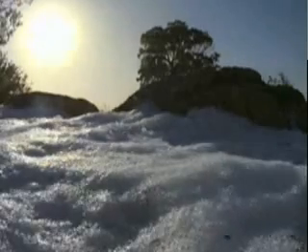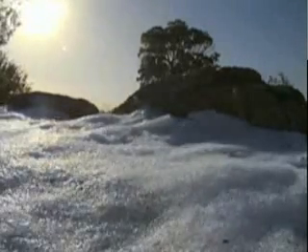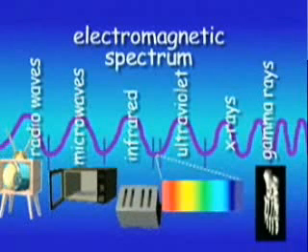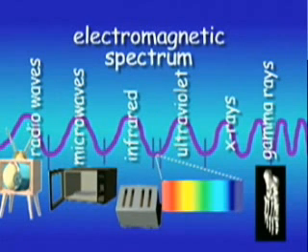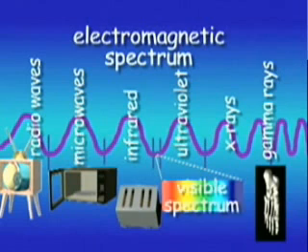Light is a form of radiation given off by the sun. It is part of the electromagnetic spectrum. Actually, it is a very small part of the spectrum, as you can see in this chart. Humans can only see the section called the visible spectrum. The other forms of radiation are invisible to us, but they are still there.